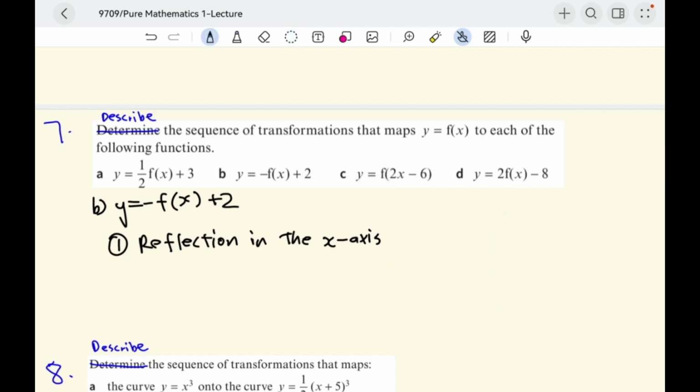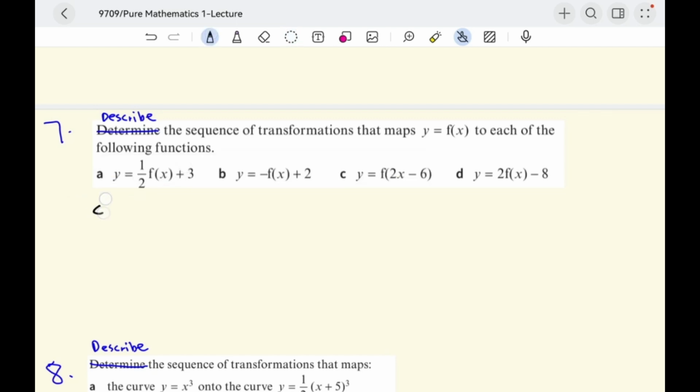Next you have translation (0, 2). When the question mentions sequence of transformations, this keyword, you need to put the order: 1, 2. Just follow my way, you will surely obtain this mark. I hope you understand what I am doing here.